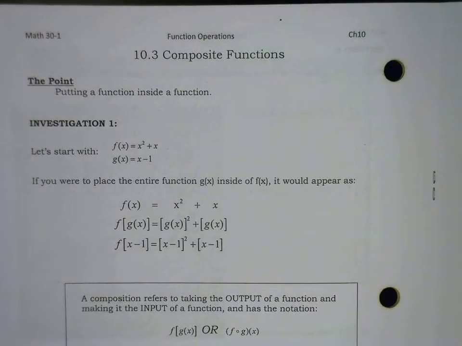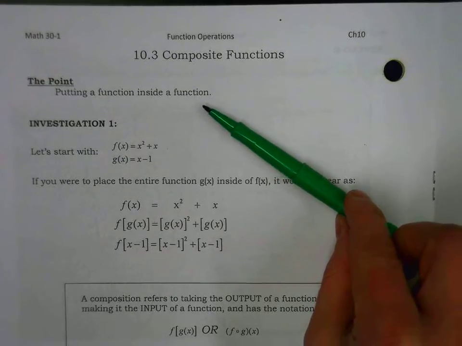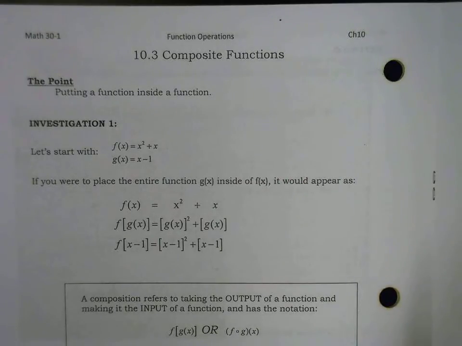Good day, Math 30-1s. Today we examine lesson 10.3, which is called composite functions. The essential idea today is quite strange, but a bit interesting. We are putting a function inside of another function. So the output of a function becomes the input of a different function, which is sort of strange.